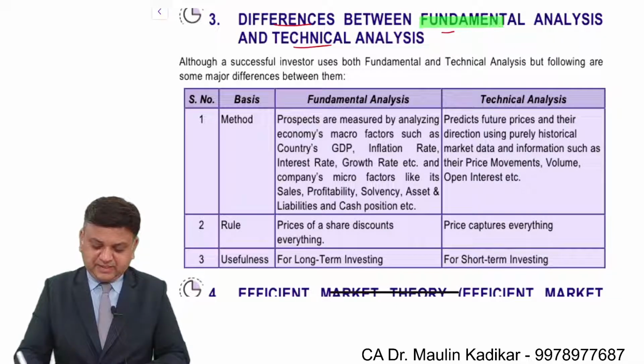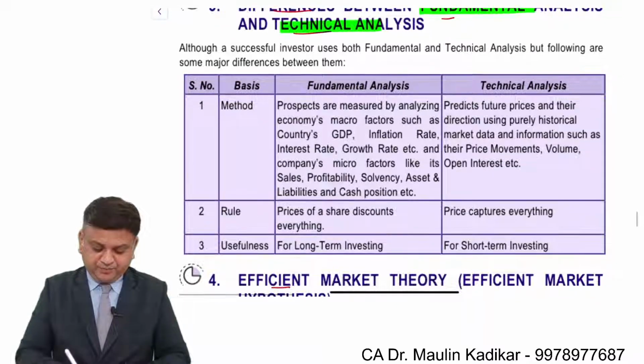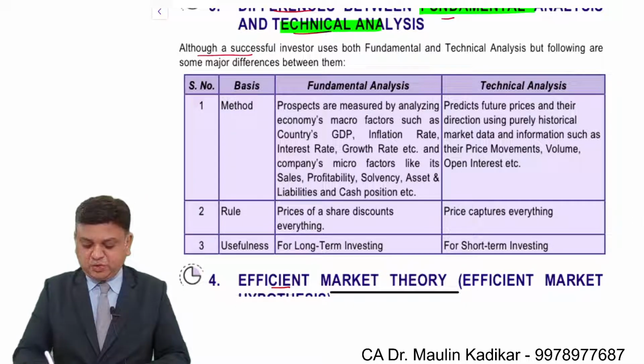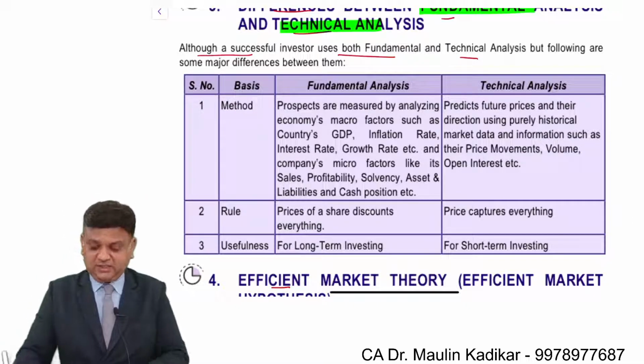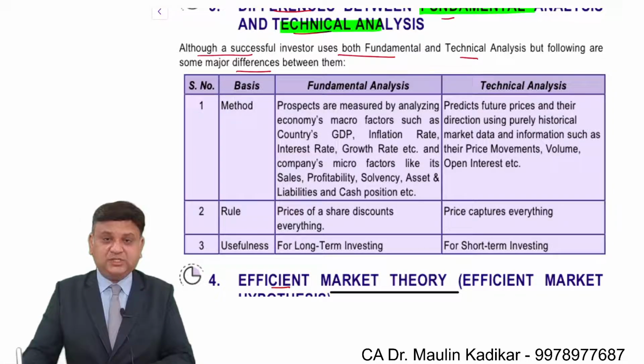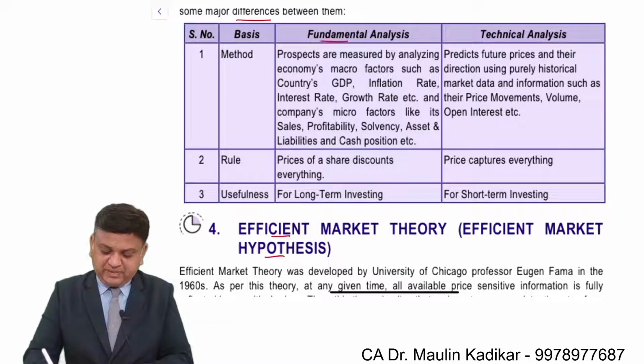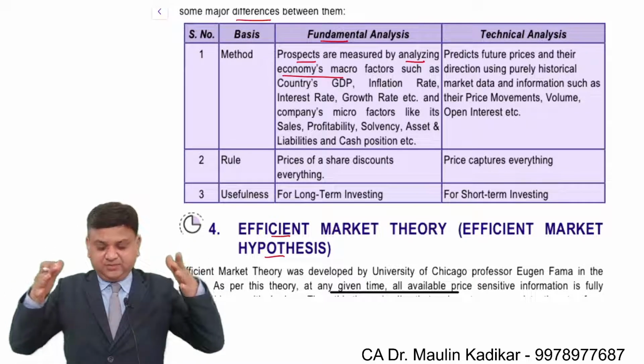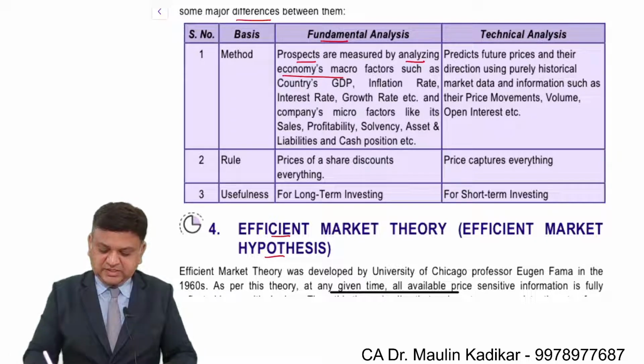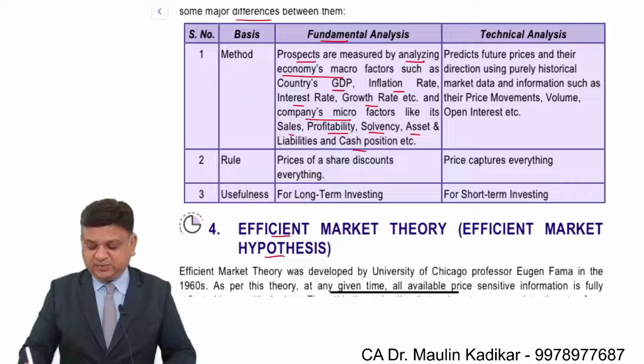Differences between the fundamental analysis and technical analysis. Although a successful investor uses both fundamental and technical analysis, following are some major differences between them. So there are three differences. First, in fundamental analysis, prospects are measured by analyzing macro economic factors, systematic risk, such as a country's GDP, inflation rate, interest rate, growth rate, and companies' micro factors like sales, profitability, solvency, assets and liabilities, and cash position.